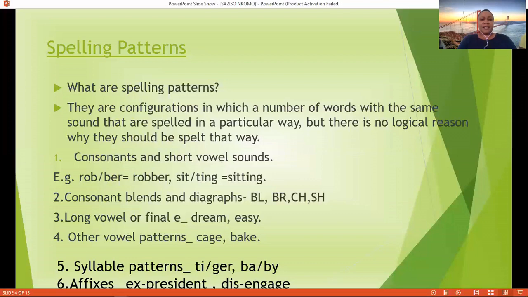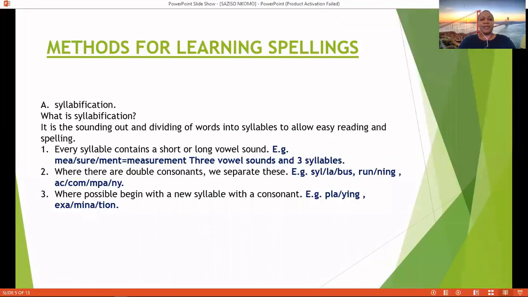Those are basically spelling patterns, but we are going to look further into methods of learning to spell. The first method is what we refer to as syllabification. The root word is a syllable, remember.